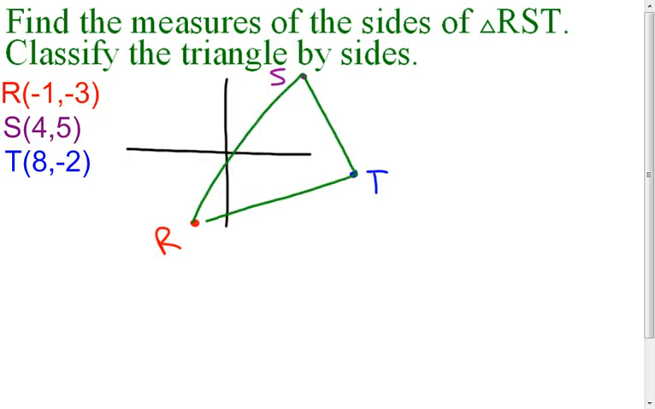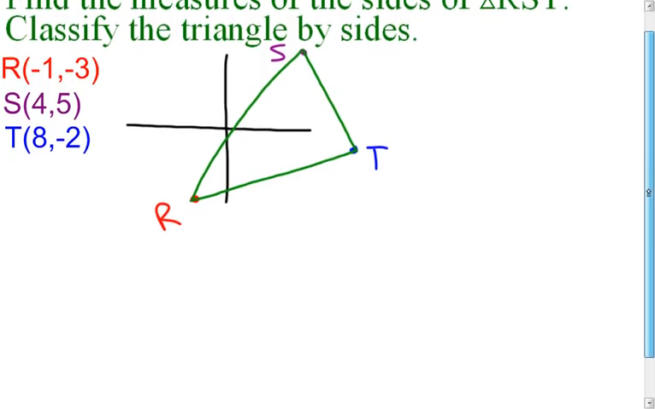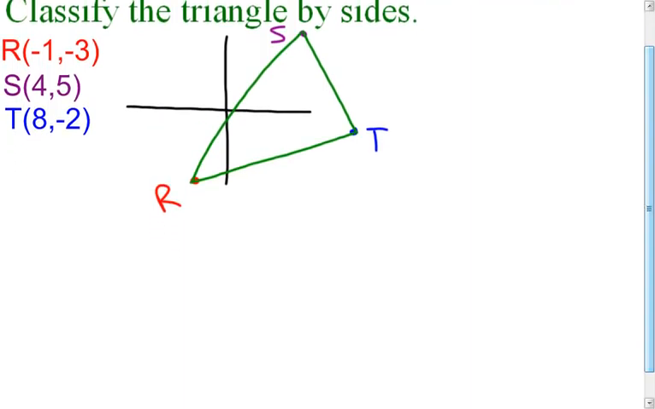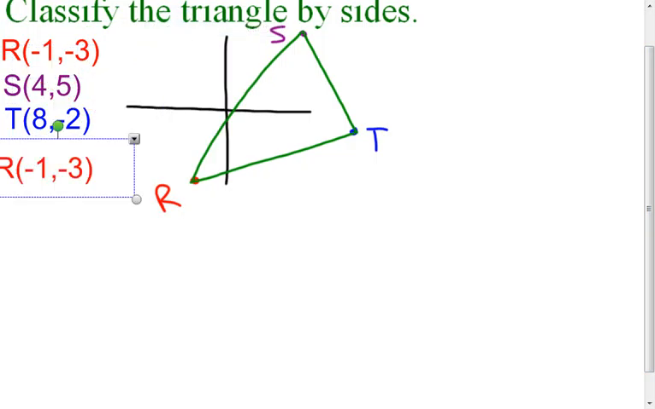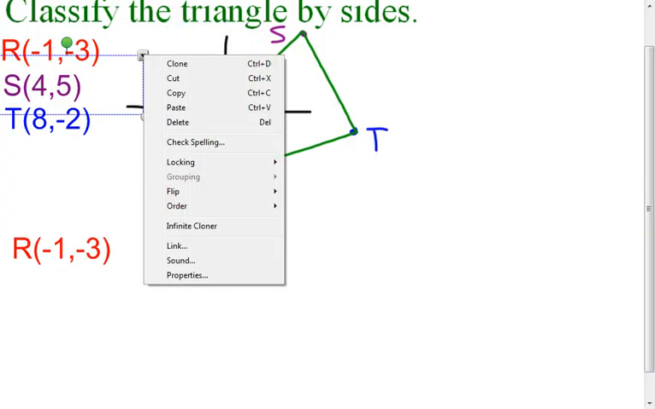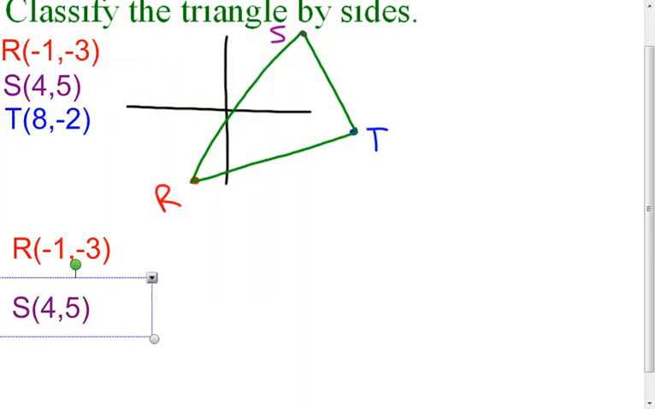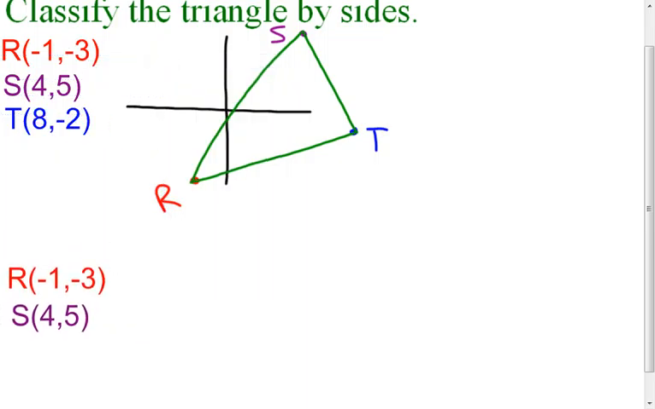Well, my options are scalene, isosceles, or equilateral. In order to know what kind of triangle it is, I'm going to have to know the length of the sides. I'm going to take my triangle and my sides, and I have to find out how long they are. Well, I'm going to just go from R to S first. I can use the distance formula to calculate how long that is. So I need these two points, and I'm going to just bring this one down and this one down so that I know that I'm working with these two. And I can use the distance formula to figure out the length of that side.